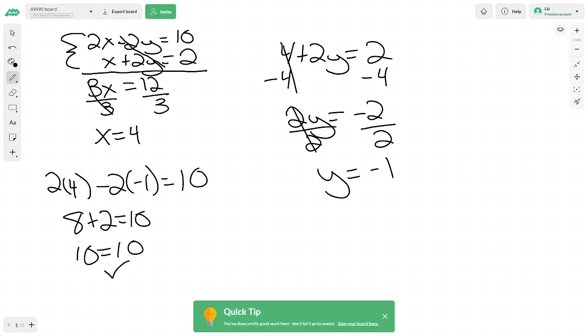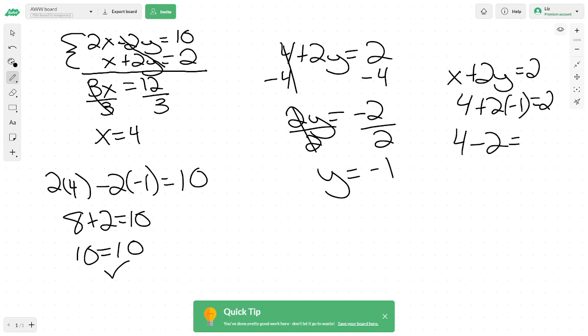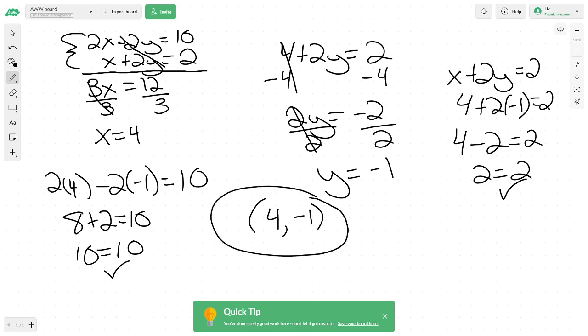Let's look at our other equation: x plus 2y equals 2. So again, x is 4, plus 2 times negative 1, equals 2. 4 minus 2 is 2. 2 does equal 2. That checks out. We have the correct answer. Again, we need to put it in an ordered pair: 4, negative 1. So our answer is (4, -1).